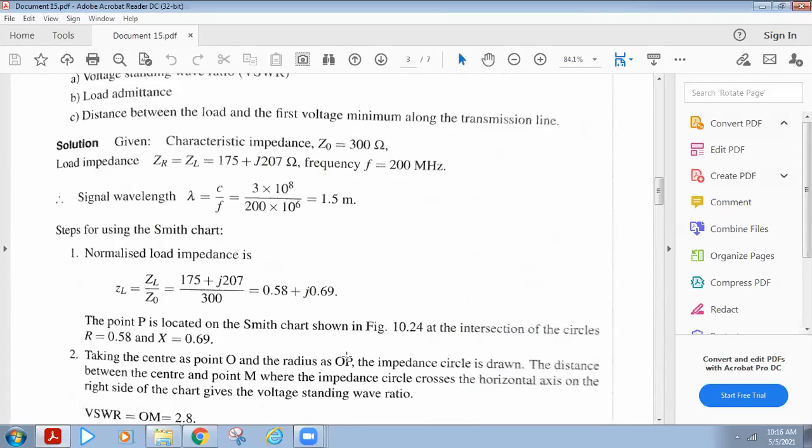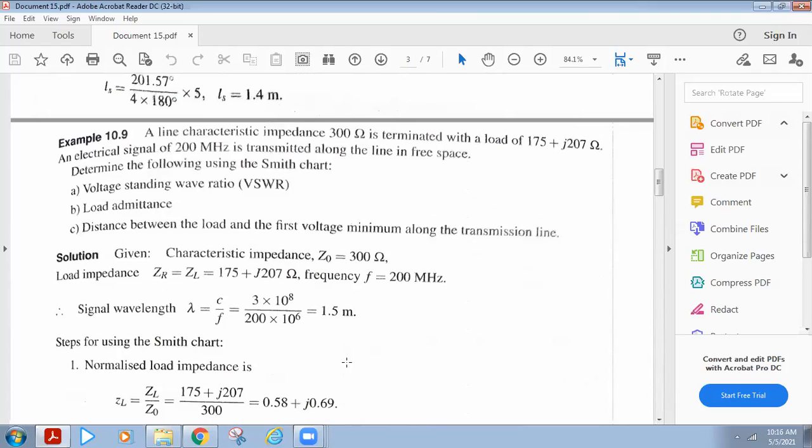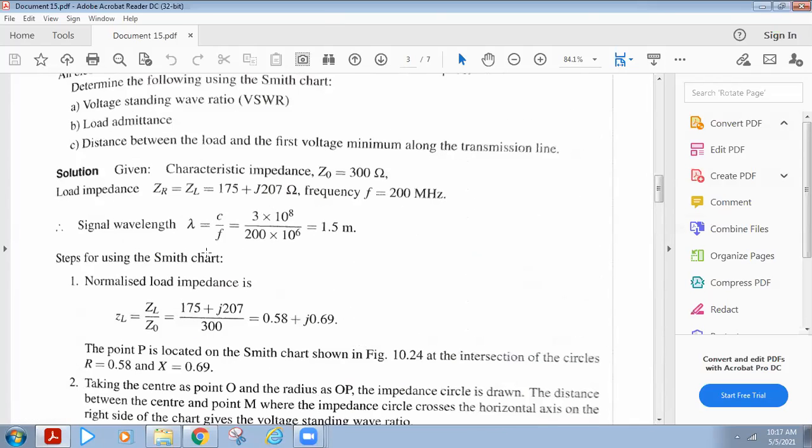R circles and X circles, right? Remember that point. See here, first from the problem statement, they consolidate the parameters mentioned: the characteristic impedance, load impedance, operating frequency, and operating wavelength.